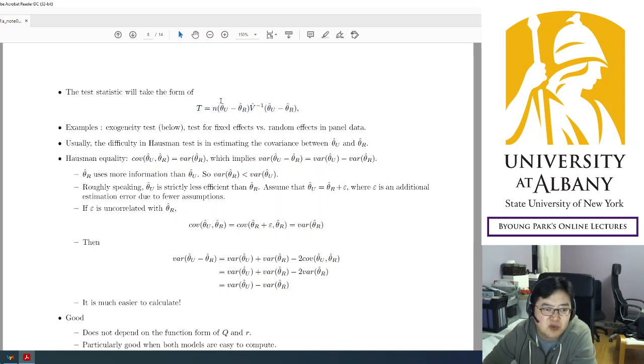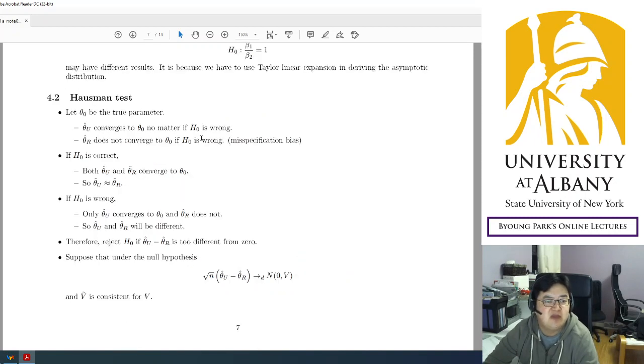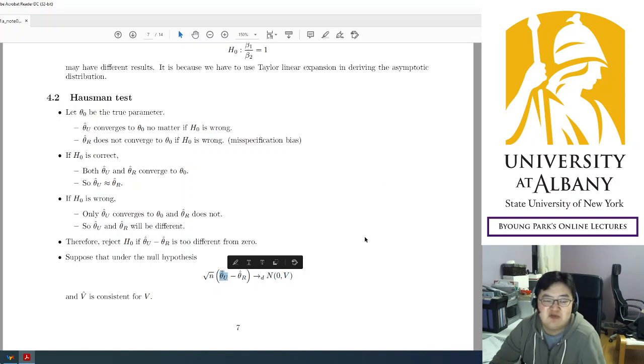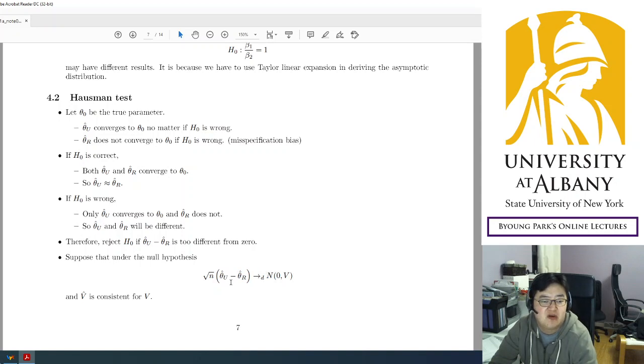It's right. This is important, but I think many people would understand this even before him. But his contribution is coming from this. He proved that the main problem here is that this is very difficult to calculate. We know in most cases the asymptotic distribution of theta hat u, and we know the asymptotic distribution of theta hat r. But what we don't know is their covariance. So to calculate the variance of their difference, you need to know their covariance.